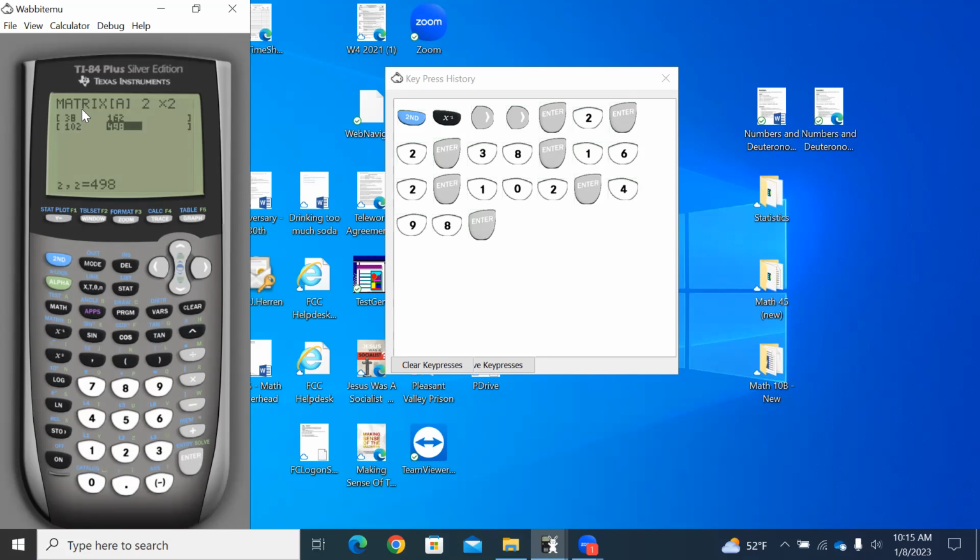And now it says on the instructions, after you do that, hit second and the mode button right here, the quit, because it's got that matrix stored.